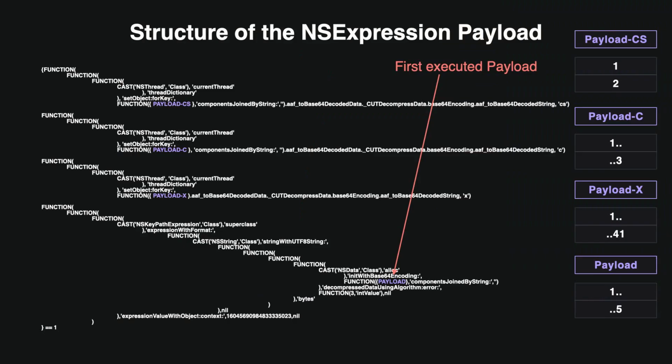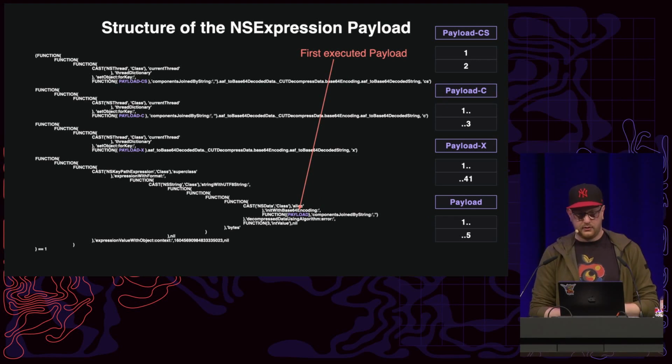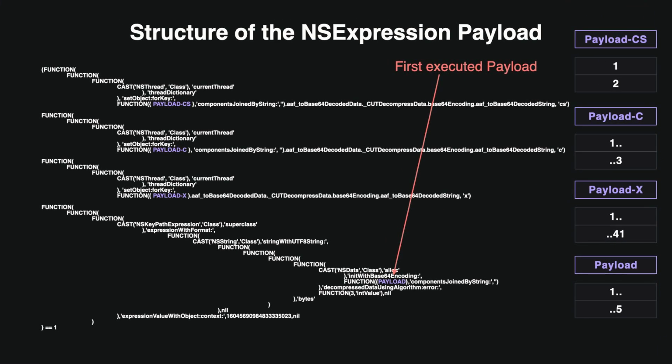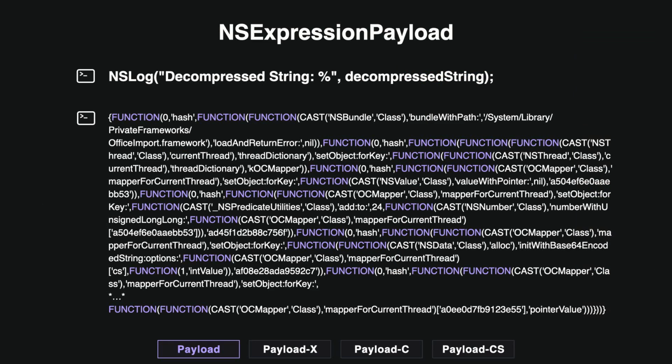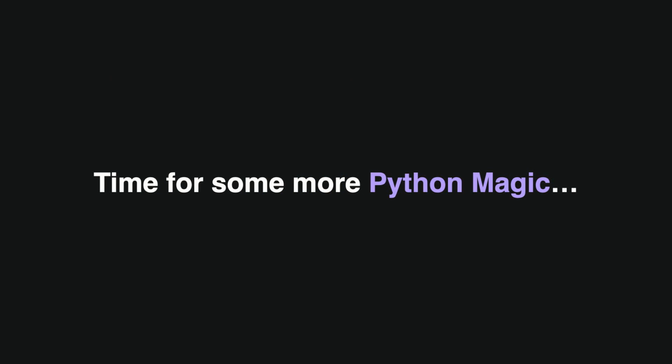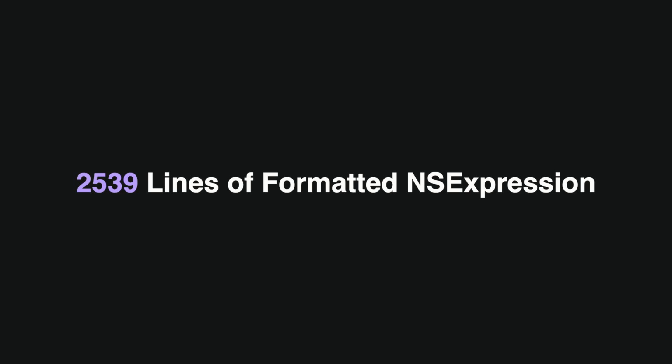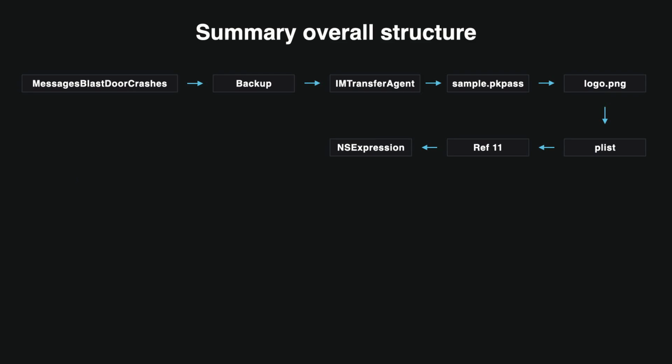So this NS expression had 4 different payloads: payload CS, a payload C, payload X, and a normal payload. This is how it looks. And at the time, I had to do some Python magic in order to get it formatted a little bit easier. Then it looks like this. But still, this was 2,539 lines of NS expression. So it took me quite a while to figure out what was going on here.